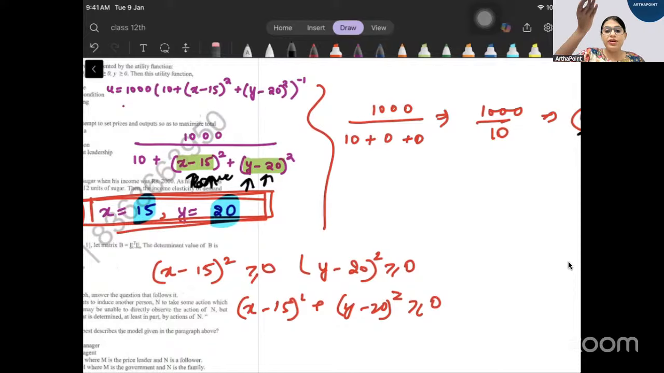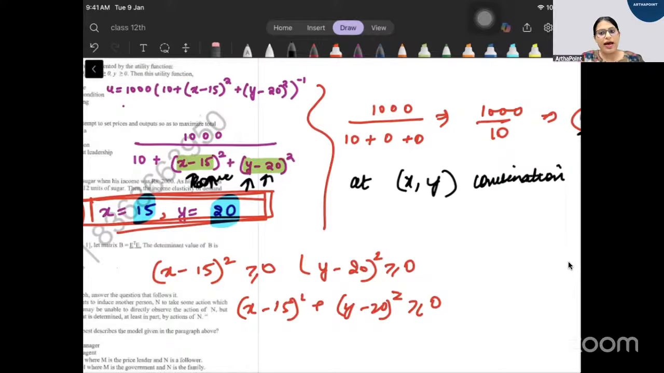So if the denominator will increase, अगर denominator increase हो जाएगा, when the denominator will increase, the value will fall. So at any other xy combination, you understanding this thing? अगर आप x और y में कुछ भी और डालोगे, at any other xy combination, you will actually go ahead and realize that your utility is falling. आप कुछ भी डाल लो, you put any x and you put any y, you will notice that your utility will go ahead and fall, right?